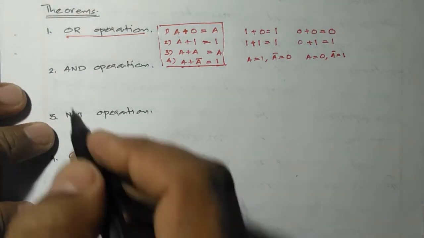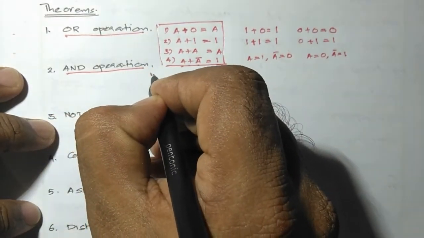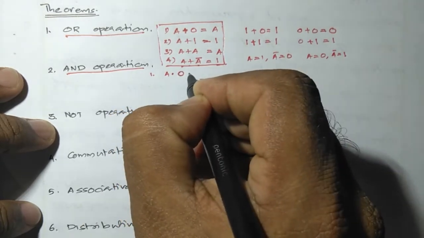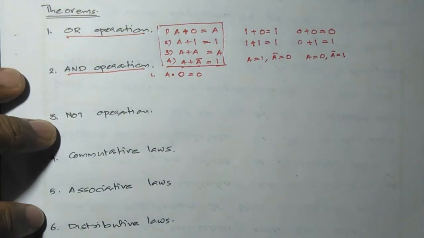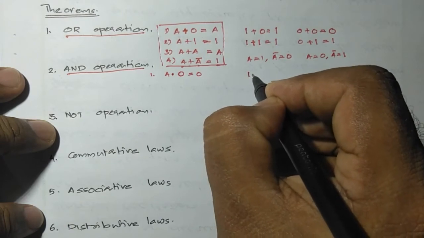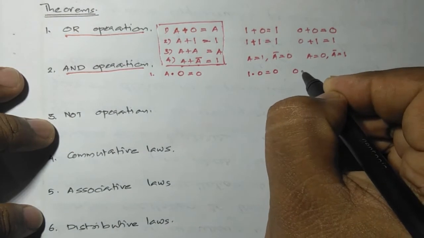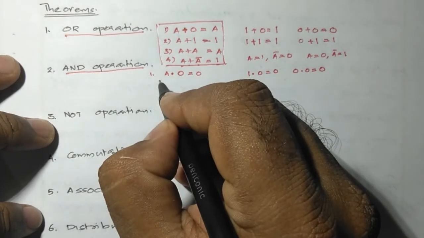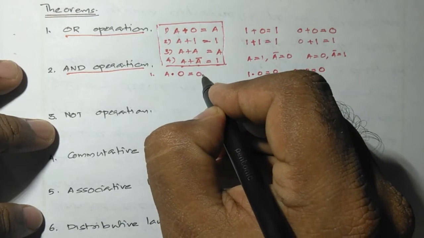Then we will move to the AND operation theorems. The first theorem is A AND 0 equals 0. This dot is spelled as AND. If A is, say, 1, 1 AND 0 will give you 0. If A is 0, then 0 AND 0 will also give you 0. So whether A is 1 or 0 does not matter. You will always get a 0 here.